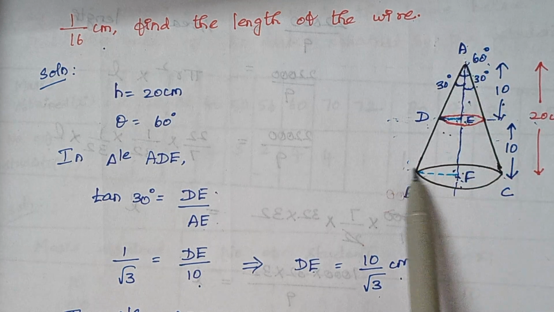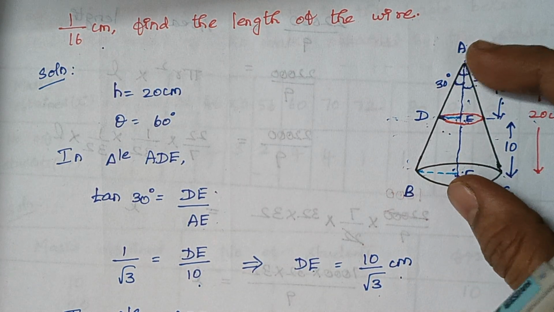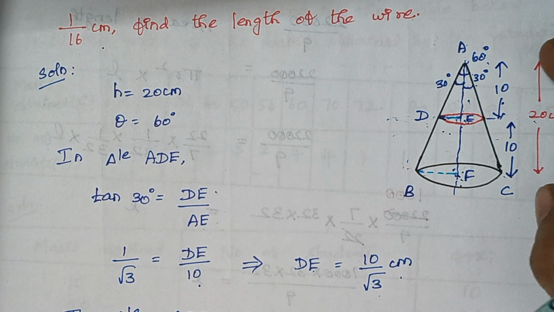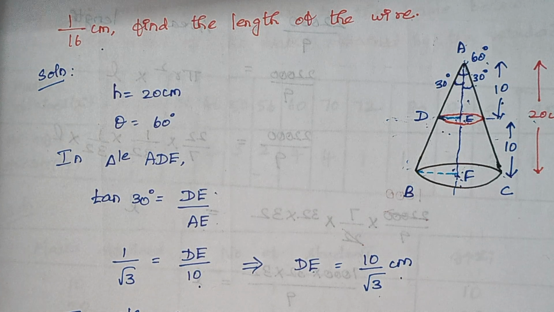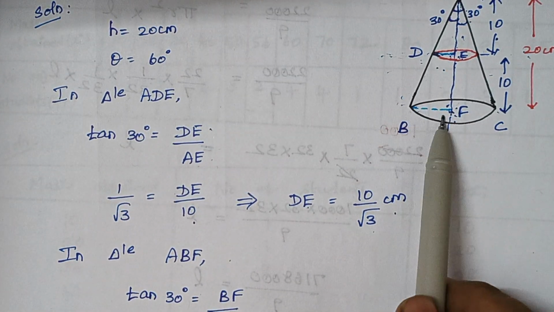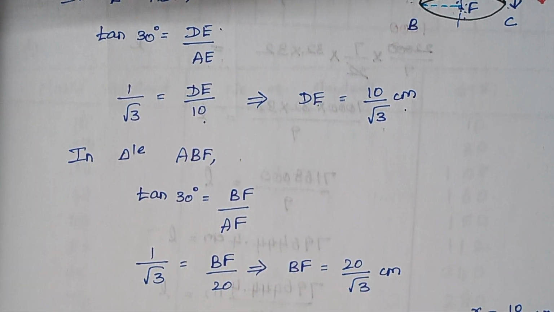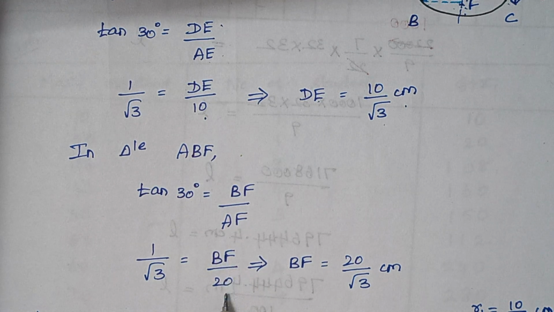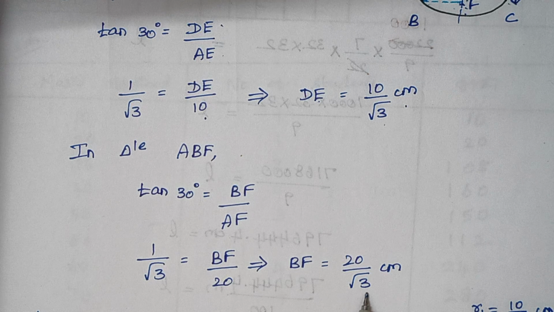Right. So for this triangle, again the angle is 30 degrees. What about this length? This length is 20 centimeters. This is directly given in the problem. So again make use of tan 30 degrees. Tan 30 degrees is nothing but BF by AF. So tan 30 is 1 by root 3, which is equal to BF by 20. Therefore BF is 20 by root 3 centimeters.